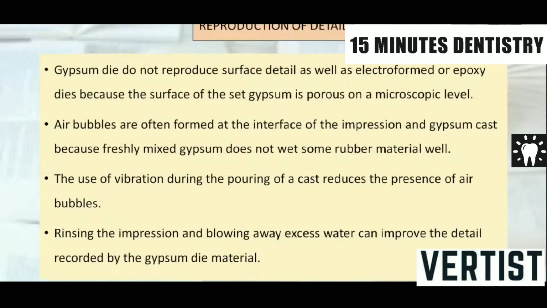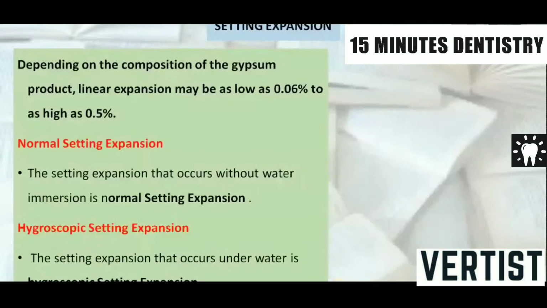Reproduction of detail in gypsum: you have to mix properly without air bubbles, and while pouring you have to pour from one side so that air bubbles do not get trapped while pouring the gypsum product into the impression material, so that there are no bubbles in the cast.